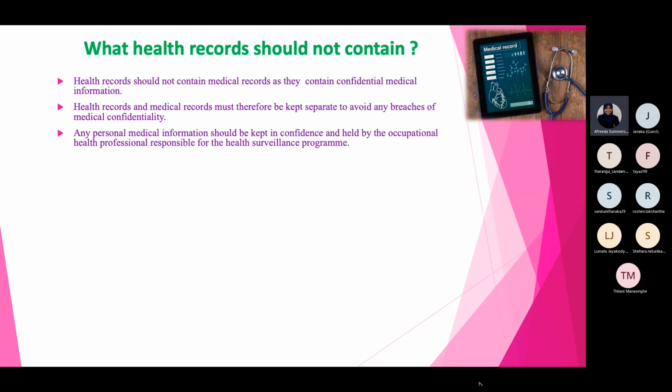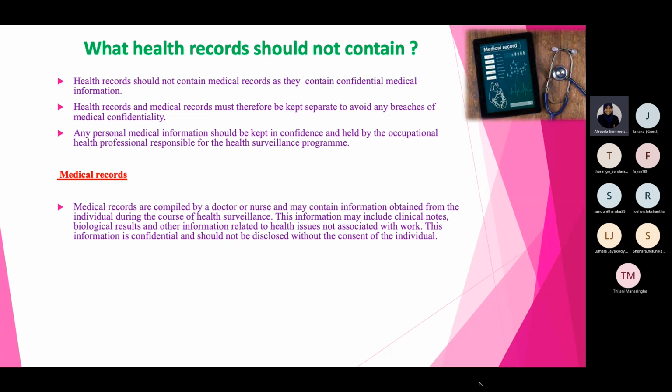Any personal medical information should be kept in confidence and held by the occupational health professional responsible for the health surveillance program, only for the doctors, nurses, and researchers. So medical records are compiled by a doctor or nurse and may contain information obtained from the individual during the course of health surveillance. This information may include clinical notes, biological results, and other information related to health issues not associated with the work. This information is confidential and should not be disclosed without the consent of the individual.